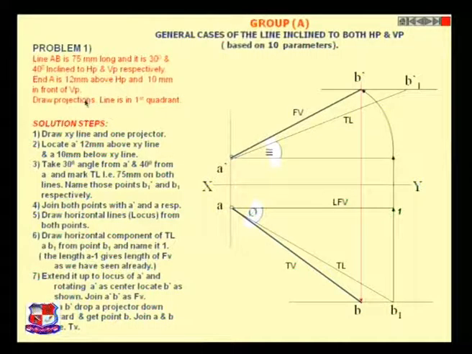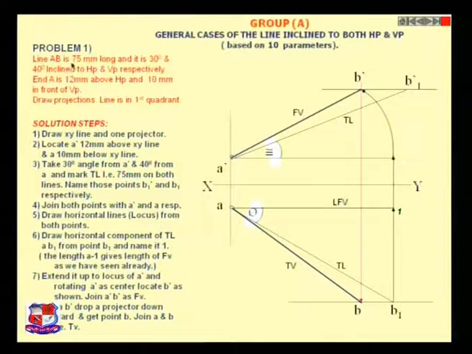If you want the angle of the top view with respect to the XY line, put your protractor on point A and measure the angle. That would be the angle of the top view with the XY line. If you want to measure the angle of the front view with the XY line, put your protractor on A dash and take the measurement. So very simple yet very effective.